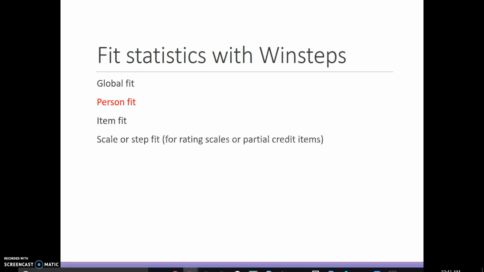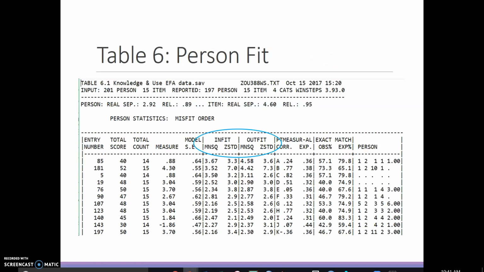So with person fit, again, we've got different fit statistics. This is the person fit table. It looks exactly like the item fit table. We're going to get a lot of information. We're really just focused on these two columns. Everything else that we would need, we're not really going to report, although you do have your separation and reliability stuff up here, but we can get that in another table as well.